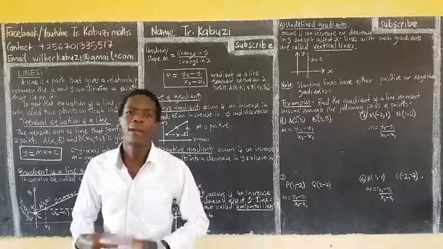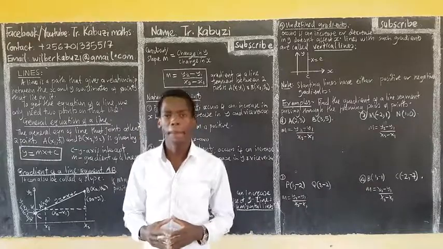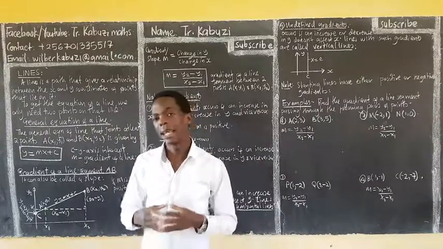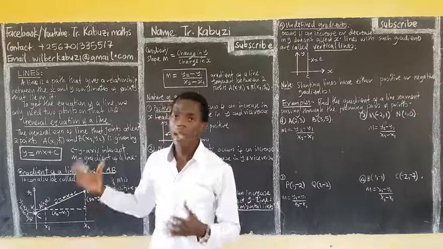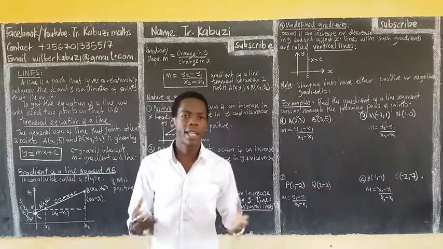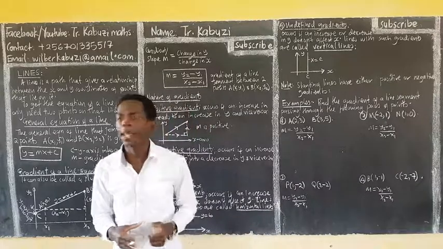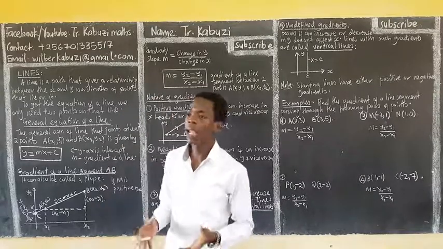Okay, now members, we are going to see something new, and this is called a line, or lines. We are going to start with the definition, we see the gradient, we see intercepts, we see the nature of the gradients as we are going to see further. Let us start with the definition of a line.